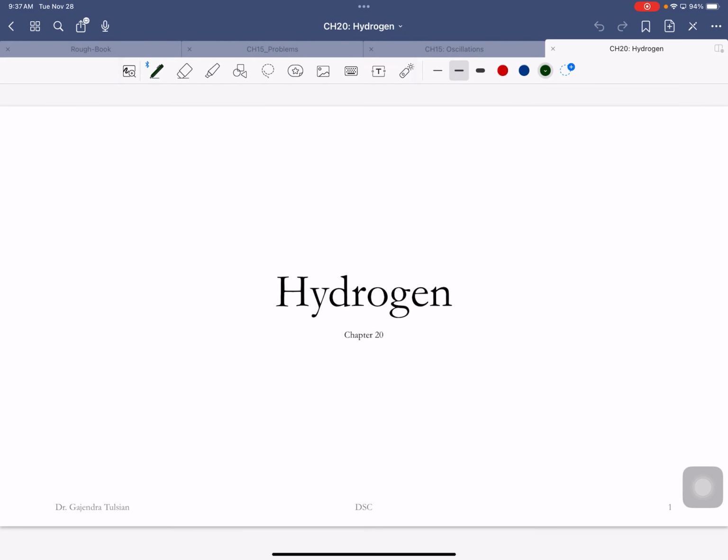All right, so today we'll talk about hydrogen. What is this good for? It's a great energy storage device. Okay, so this is good for energy storage. Why do we say that? Hydrogen, it's a dynamic molecule.